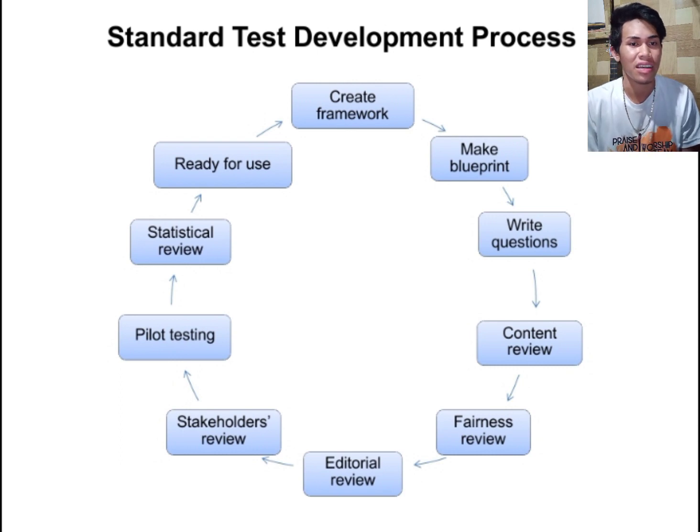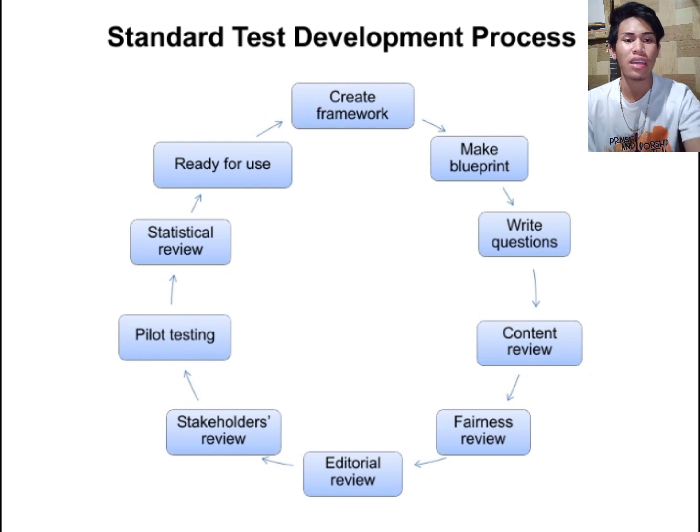Number nine is the statistical review. Test responses are scored using predetermined scoring rubrics or algorithms. The scores are then analyzed to provide meaningful interpretations and feedback to test takers. Statistical analysis such as item analysis and score equating may be conducted to ensure fairness and comparability across different test forms. Lastly is number 10, which is ready for use.